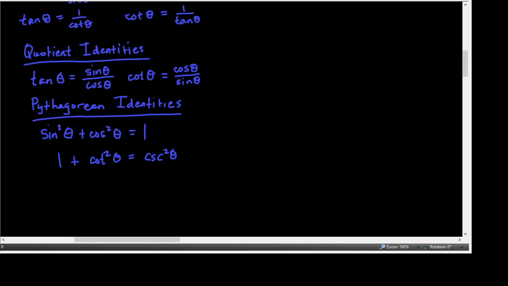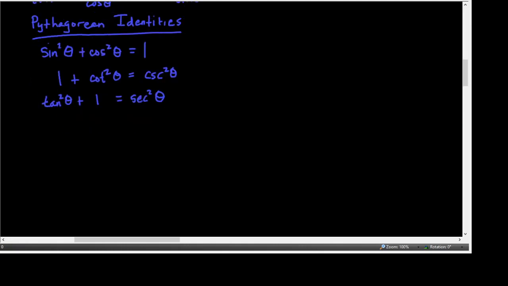The other one I get by dividing everything by cosine squared. Sine squared divided by cosine squared will be tangent squared theta. Cosine squared theta divided by itself is 1. And 1 divided by cosine squared theta will be secant squared theta. And those are the 3 Pythagorean identities. The last 2 of which I use other things to develop them. I never actually memorize them.